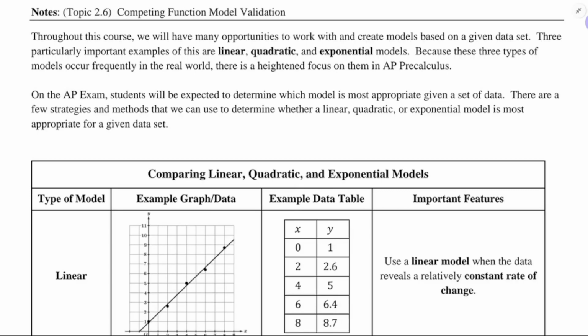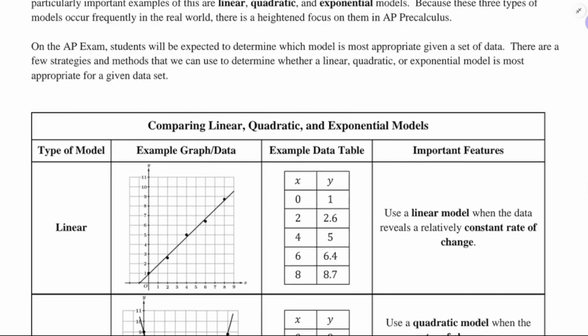Again, I'm not sure about that. We'll address that in future videos. Okay, so we need to determine which is most appropriate given a set of data or contextual clues. We just talked about that. Let's move forward and talk about the actual data itself.